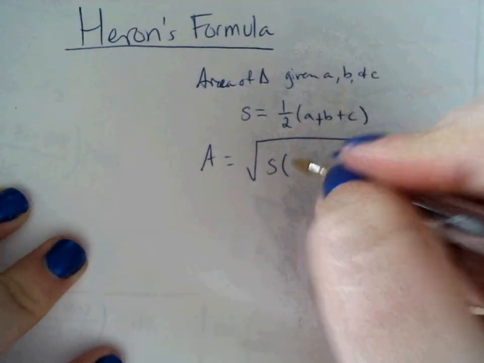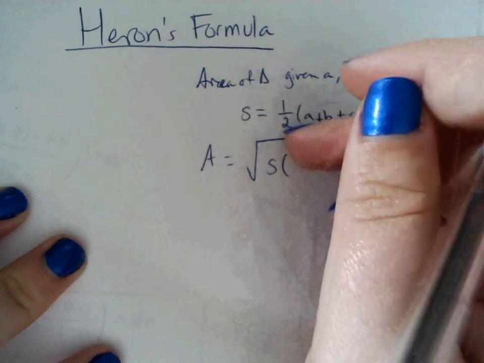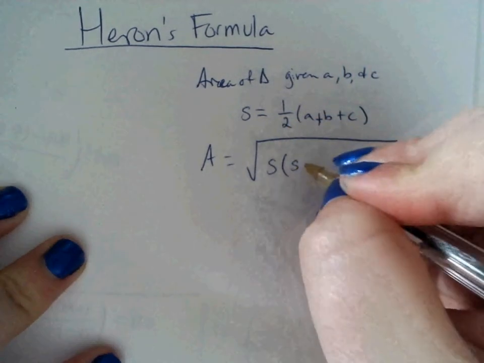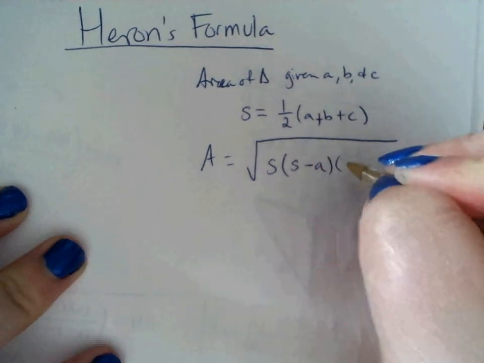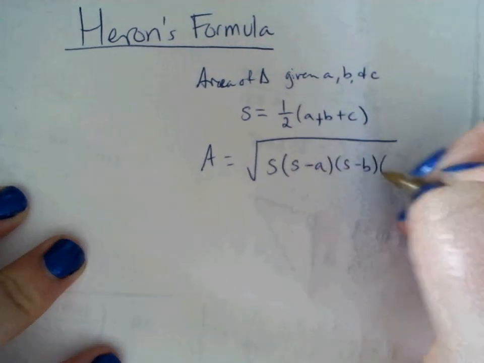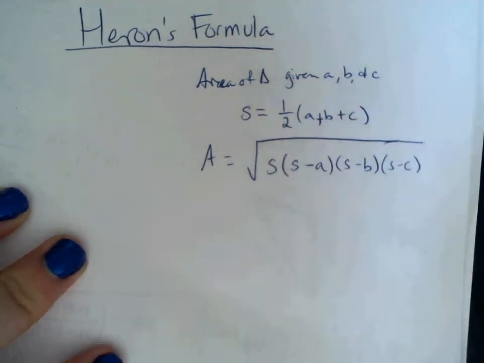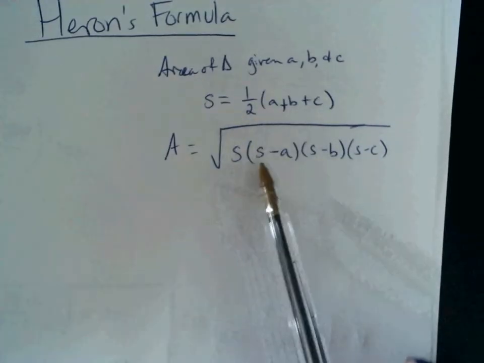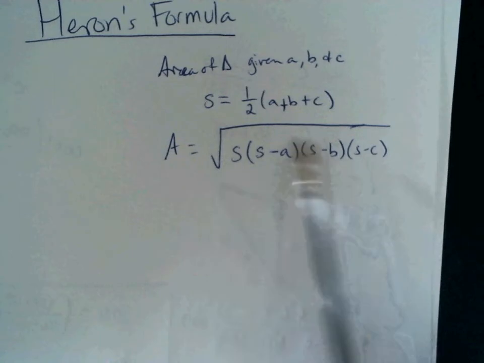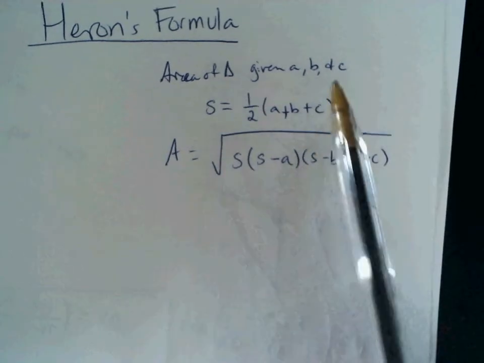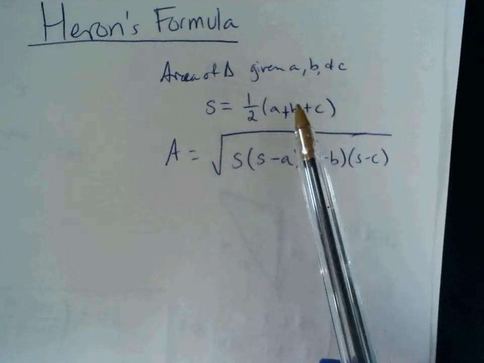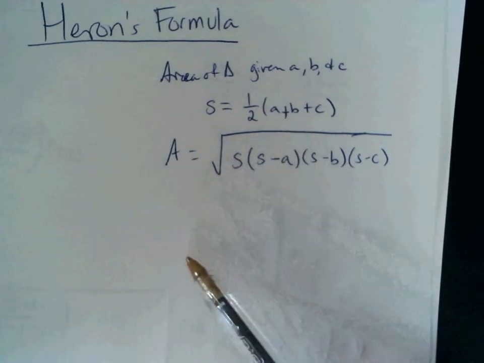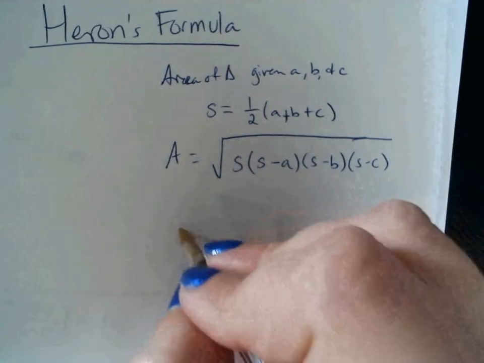And then Heron's formula says area equals the square root of S, which is half the perimeter, times half the perimeter minus A, times half the perimeter minus B, times half the perimeter minus C. And that's how you solve for the area. Then take the square root of that, and you've got the area of your triangle.